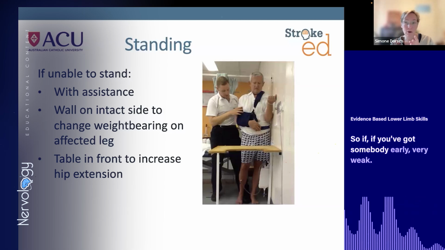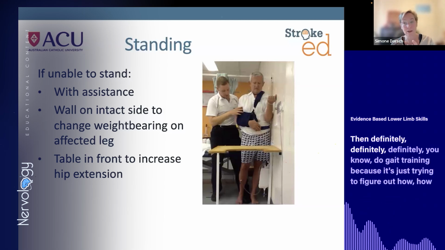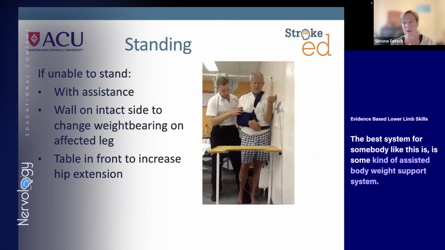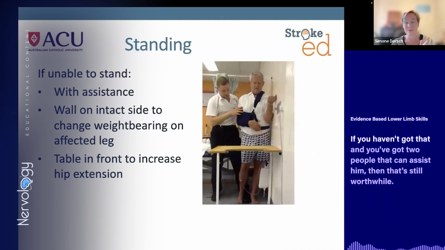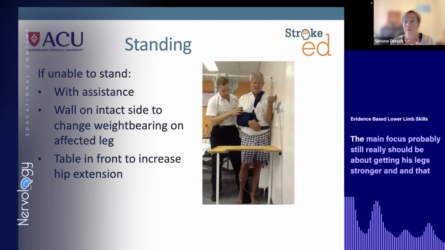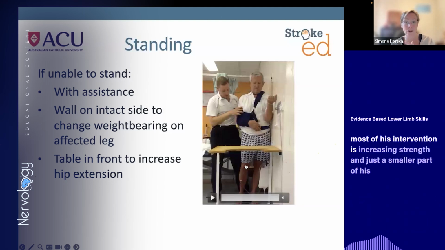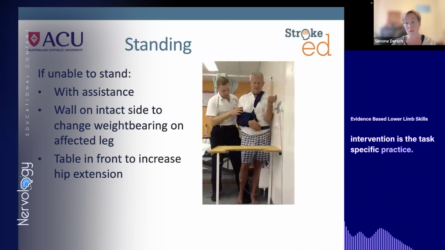So if you've got somebody early, very weak, then definitely do gait training, because it's just trying to figure out how you can do it. The best system for somebody like this is some kind of assisted body weight support system. If you haven't got that and you've got two people that can assist him, then that's still worthwhile. But then I think the main focus probably still really should be about getting his legs stronger, and that most of his intervention is increasing strength, and just a smaller part of his intervention is the task-specific practice.